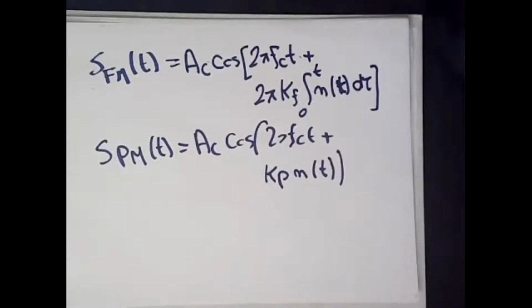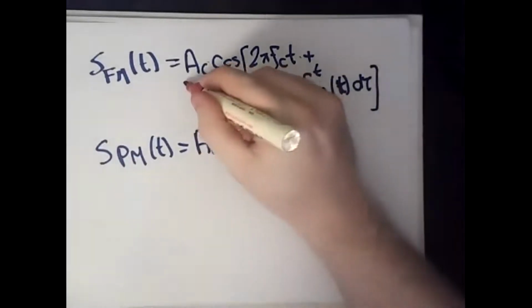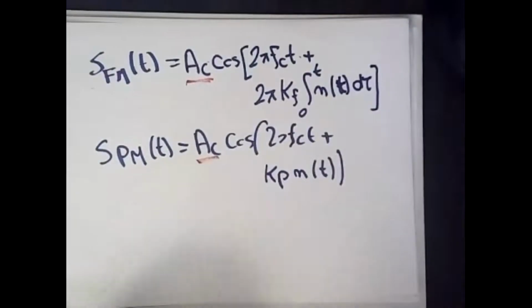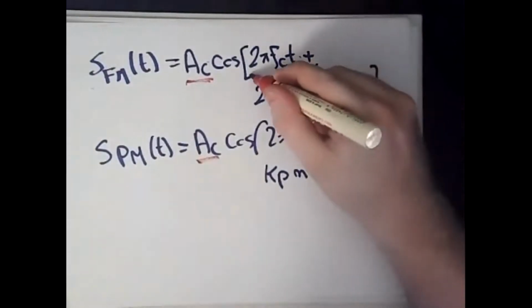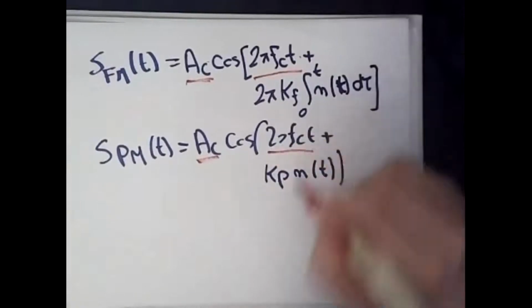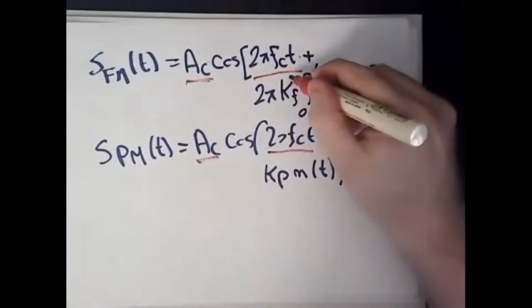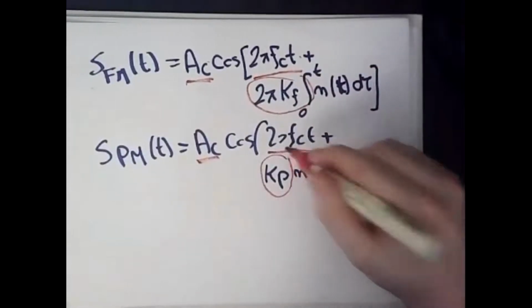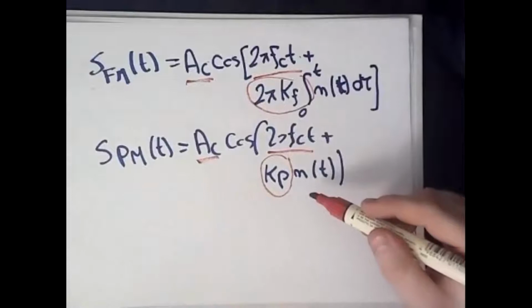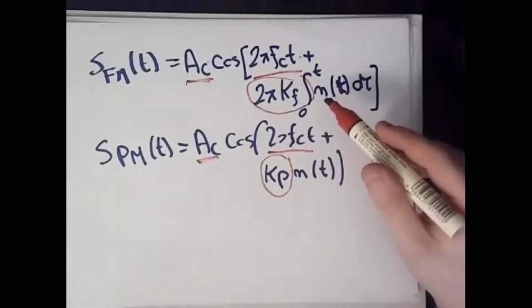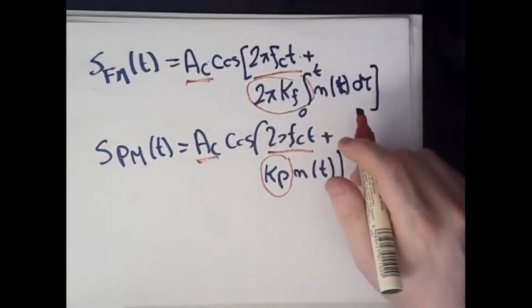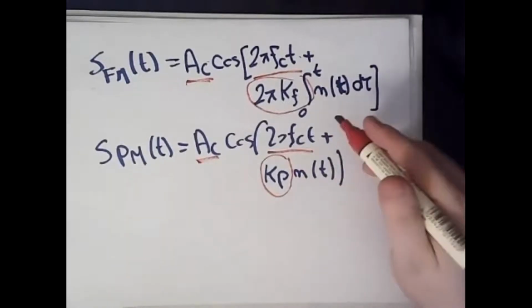Okay, now let's do our analogy job. As you can see, we have a constant amplitude. The first term, 2 pi fc t, is identical. And then we have two types of constants. And then we have either the message or an integrated version of the message. So this is basically the only difference.